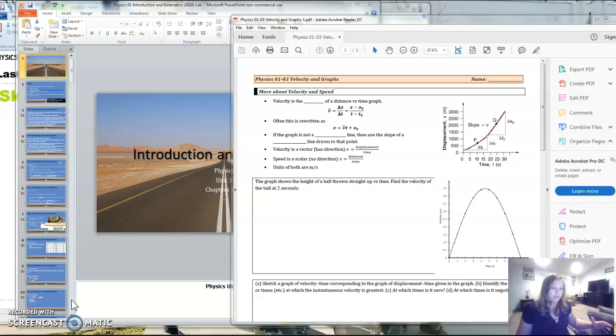Hey, so last time we talked about displacement and vectors in the worksheet assignment. This time we're going to talk about velocity and graphs. And so with your substitute, you should have been able to do the fill in the blank part of this, just going through the slides.